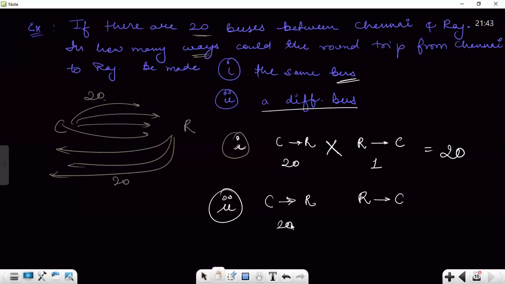So, out of 20 buses, I have chosen one bus for coming to Rajasthan from Chennai. Now, how many buses are left? 19 buses are left. Now I have to use a different bus, so I have to exclude that particular one case from 20. So I'll have 19 buses. And this particular event of choosing 19 buses is also dependent on the arrival, so the number of ways will get multiplied and this will become 380 ways.